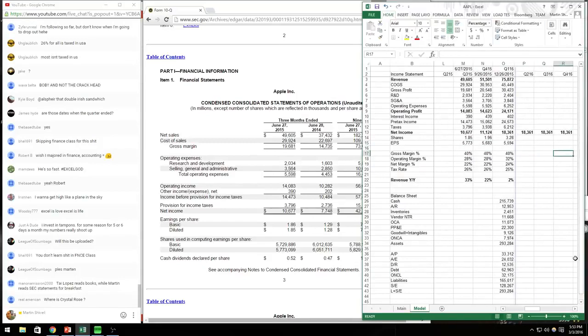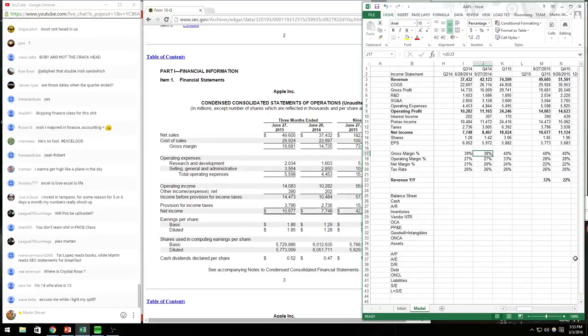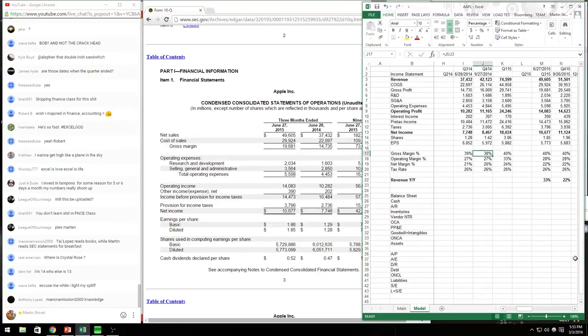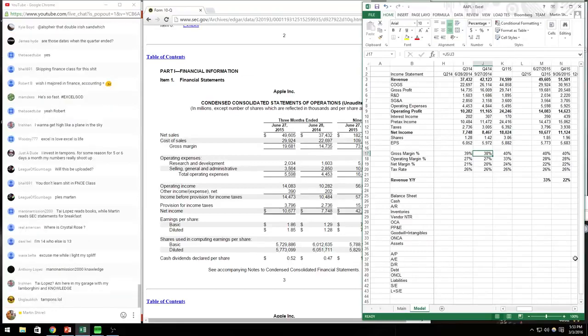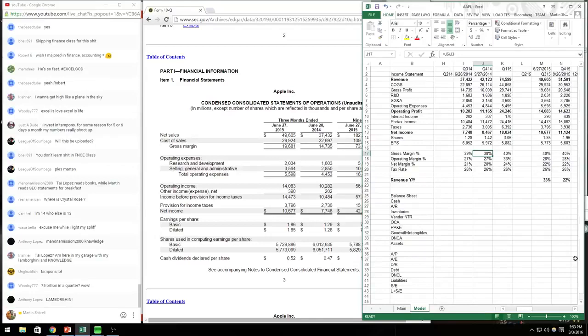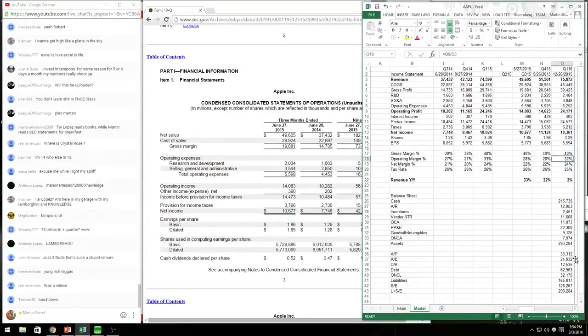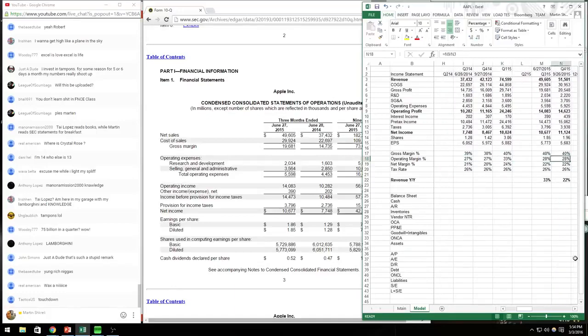Okay, and you can see their gross margins always stay around 40%. That means for every dollar of these phones and the iPads and the iTunes, everything they sell, the Beats headphones, I think they sell those, it costs them about 40 cents to make those goods. And they keep about 60 cents. And then, of course, they have to spend it on the other things, like their headquarters and their executives and their marketing and research and development. But at the end of the day, they're keeping about 28 to 30 cents in their business.